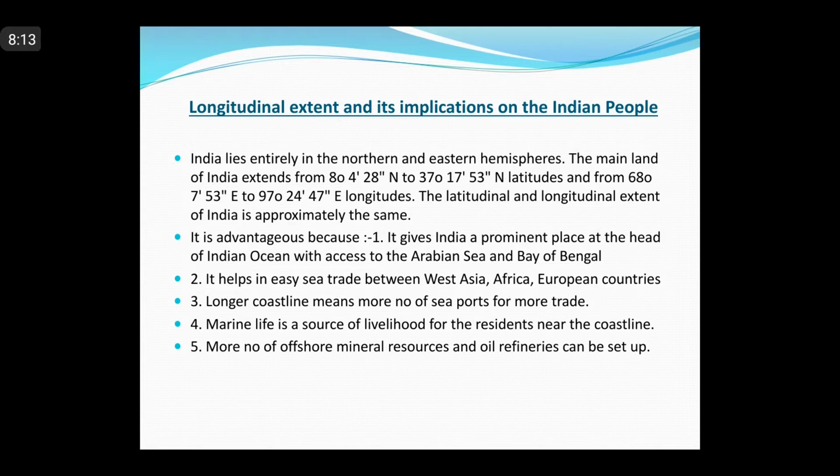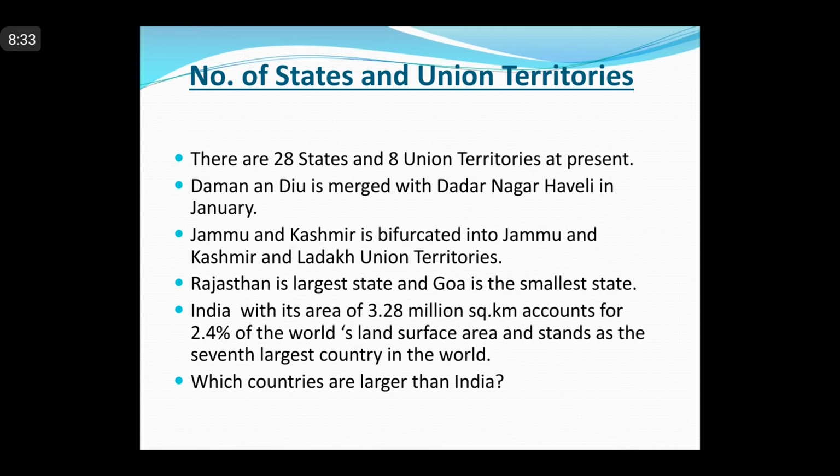Then its longitudinal location and extent have an impact on the coastlines and easy trade, and of course advantages, because India has a prominent place at the head of the Indian Ocean with access to the Arabian Sea and Bay of Bengal, isn't it? Now let us discuss the total number of states and union territories. How many states and union territories do we have?